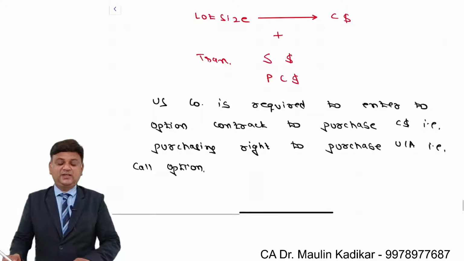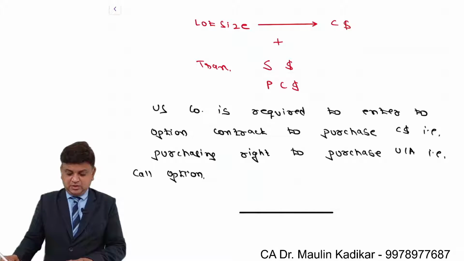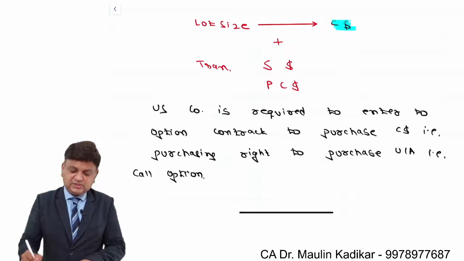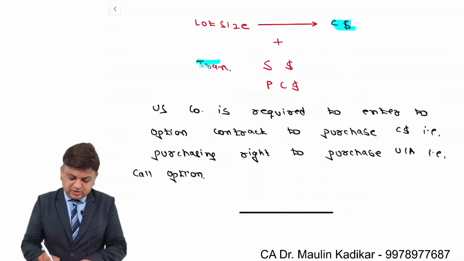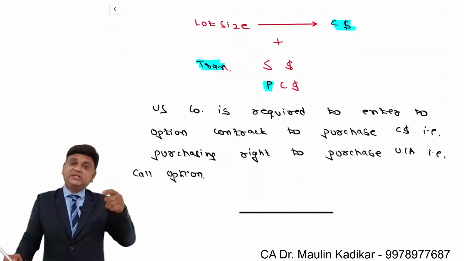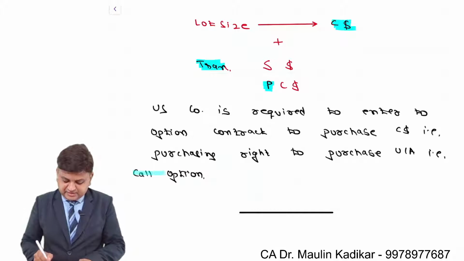Yes, this is the important point in my opinion in the example. You have been provided with the information about the lot size of Canadian dollar. You are entering into the transaction to purchase Canadian dollar. So you have to purchase the right to purchase Canadian dollar. Means you are required to purchase call option.